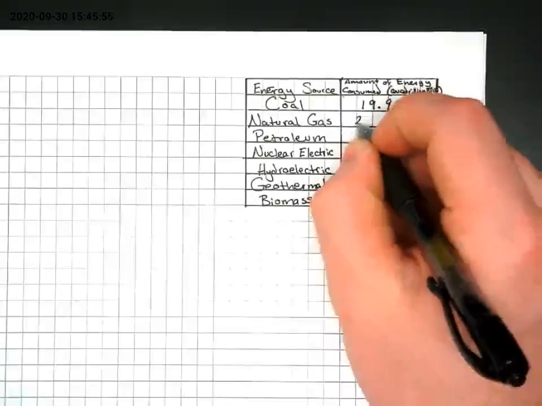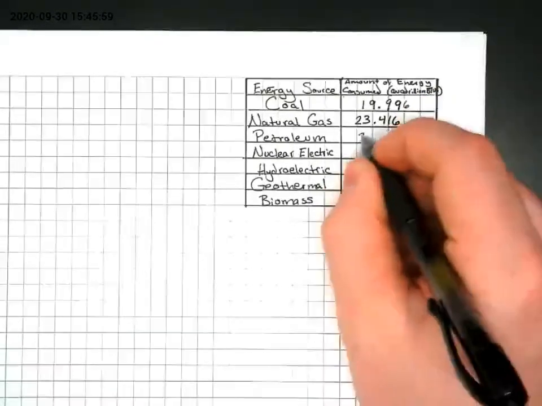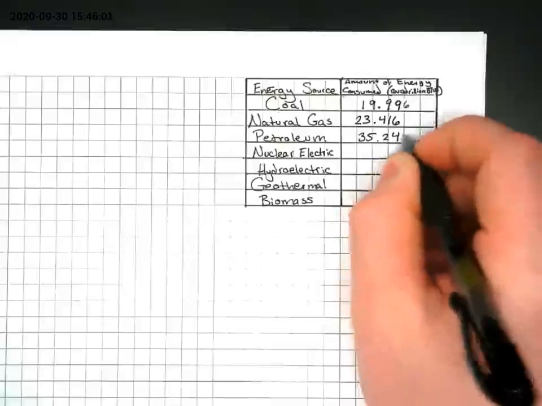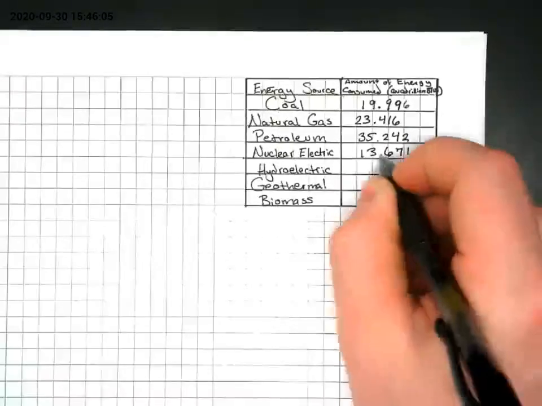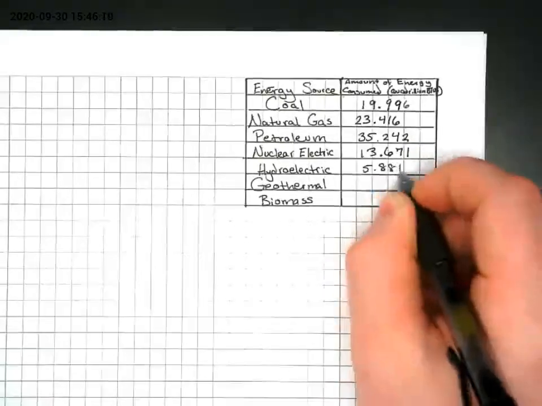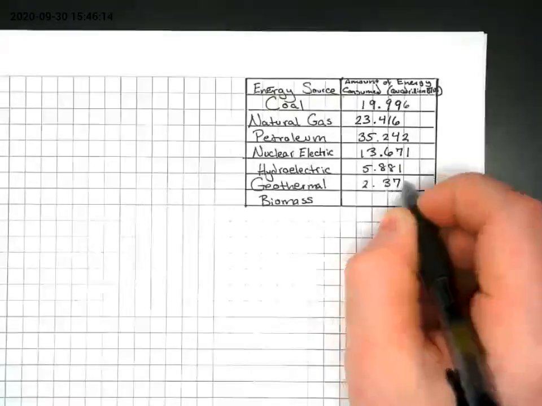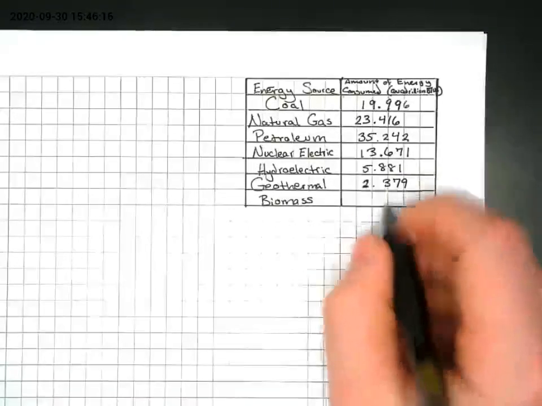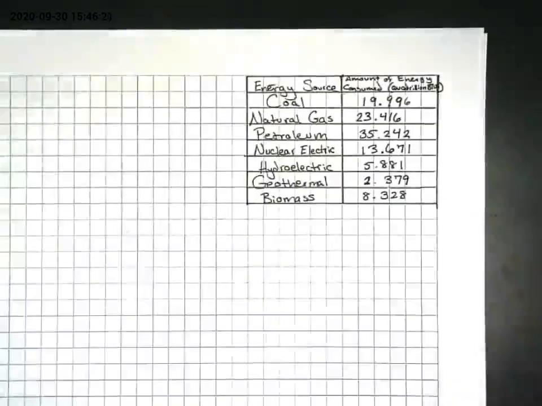Natural gas had 23.416. Petroleum used up 35.242. Nuclear used up 13.671. Hydro used up 5.881. Geothermal used up 2.379. And then biomass 8.328. Perfect. Okay. All we have left now is a title.